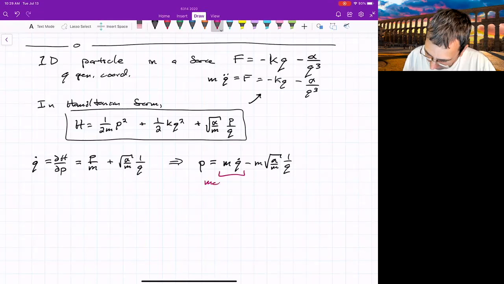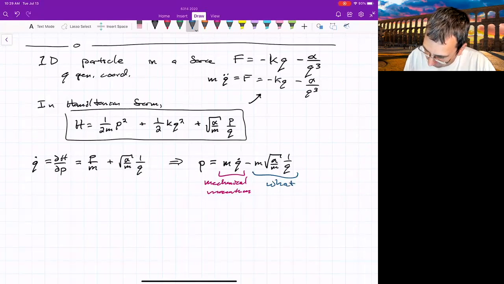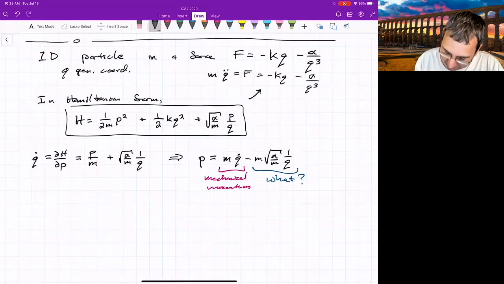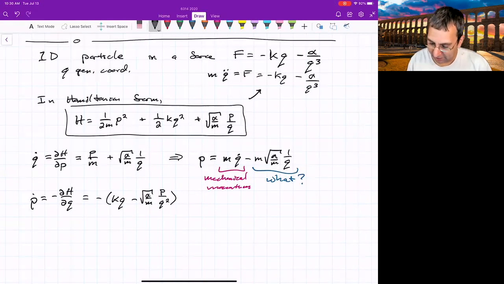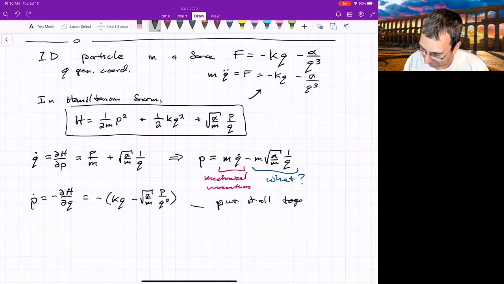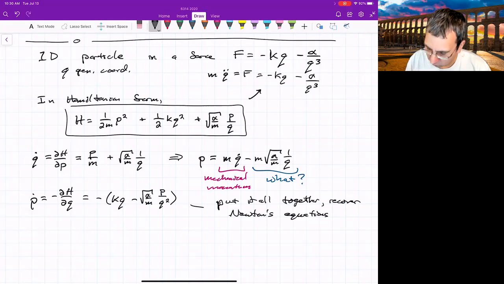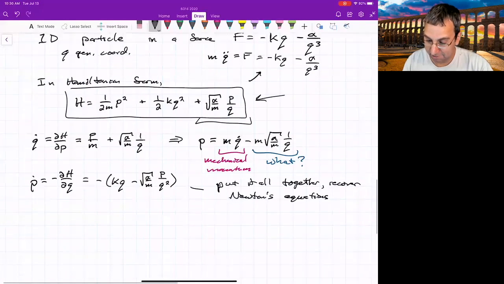So we've got this mechanical momentum, and then what? I don't know what that is. It's just something. And then p dot equals minus partial h partial q. So what do we get from that? We get minus kq minus square root of alpha over m, p over q squared. Put everything together, and after a little bit of algebra, we recover Newton's equations. So why would you put yourself through this? Here's why. Because I could do a canonical transformation of this Hamiltonian that puts it in a really nice form. Like, well, what do you mean really nice?